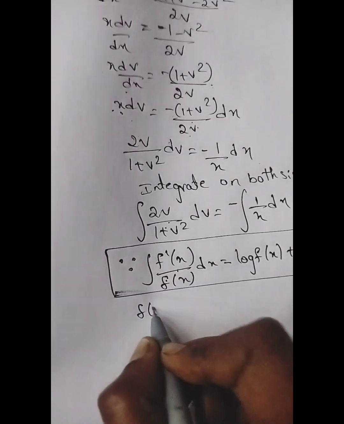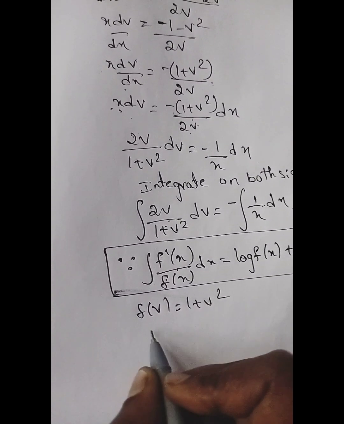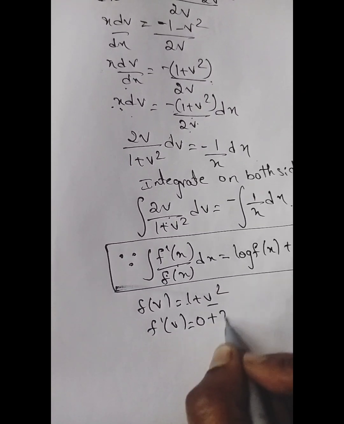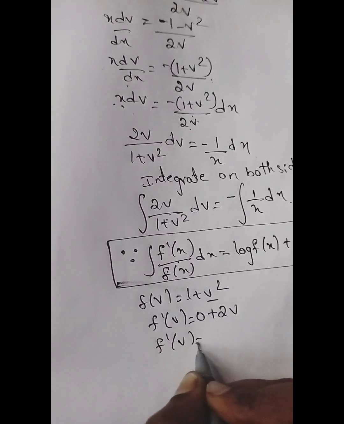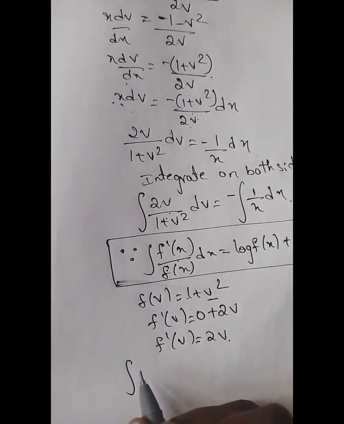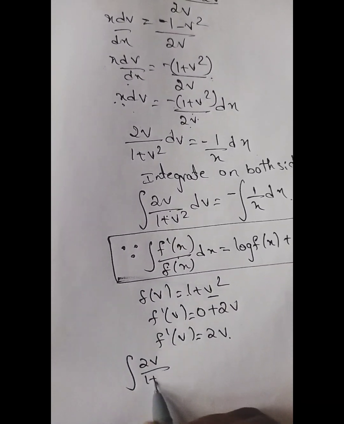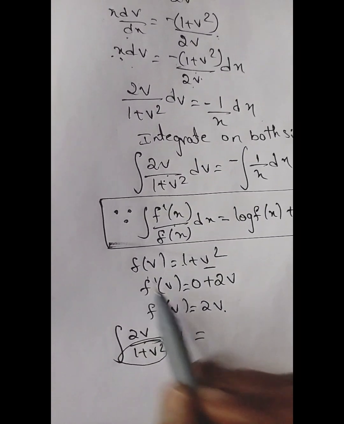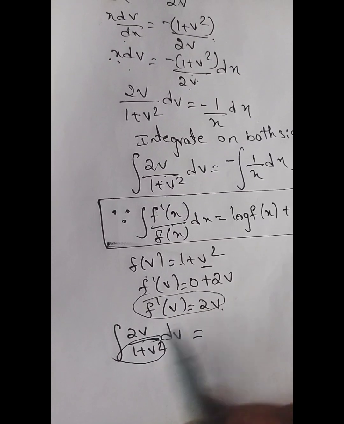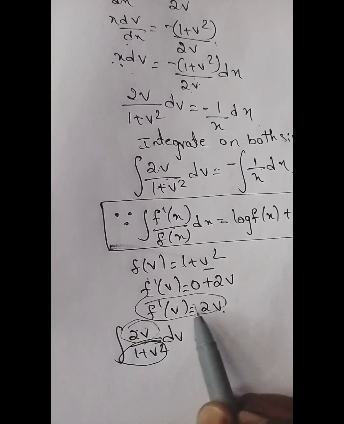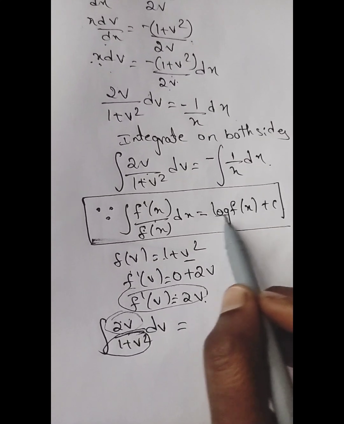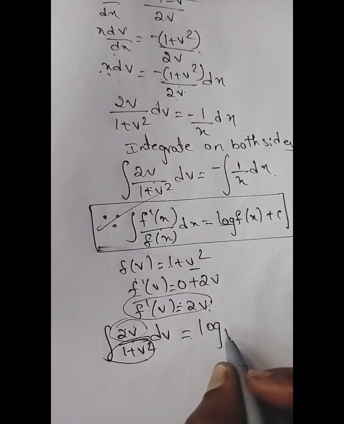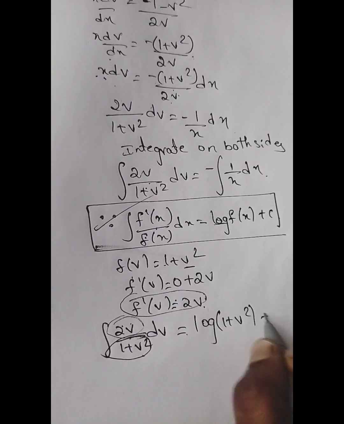So let us consider f(v) equal to 1 plus v². Now f'(v) equals what? Differentiation of 1 is 0 and differentiation of v² is 2v. So f'(v) equals 2v. In the integral 2v/(1+v²) dv, you can assume the denominator as f(v), and here the numerator is f'(v) equal to 2v, so the numerator and f'(v) are equal. Directly we can apply this formula. So the integral becomes log f(v), that means log(1+v²) plus c.